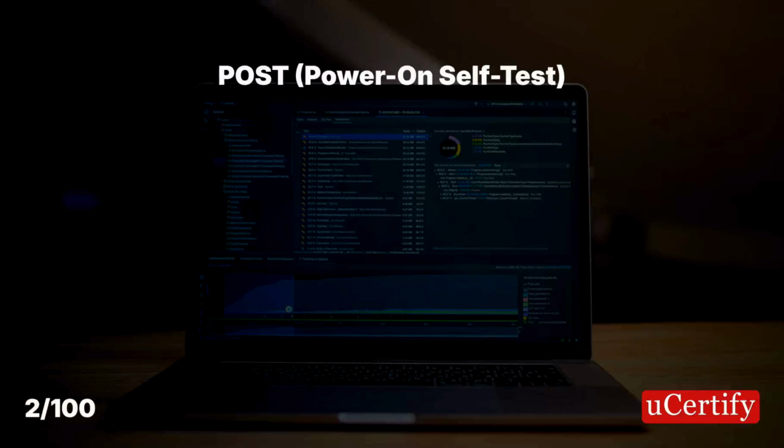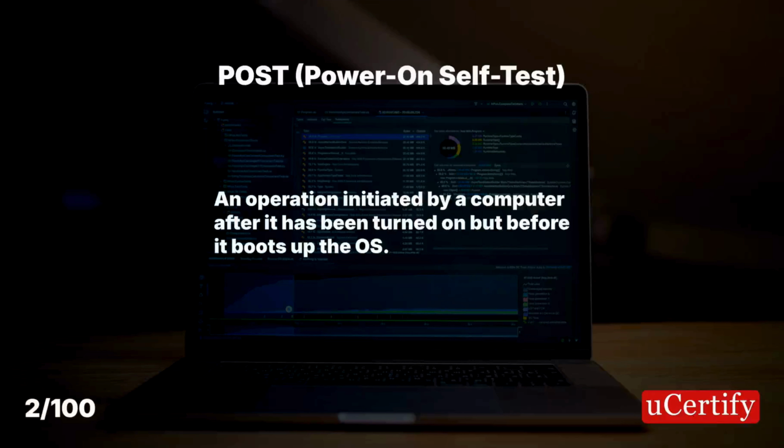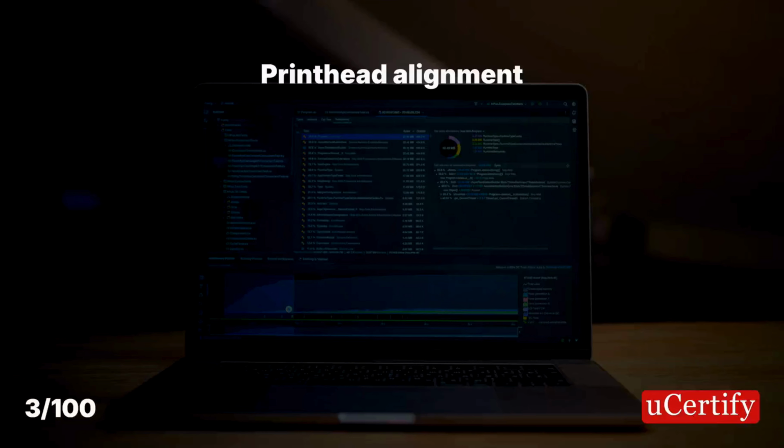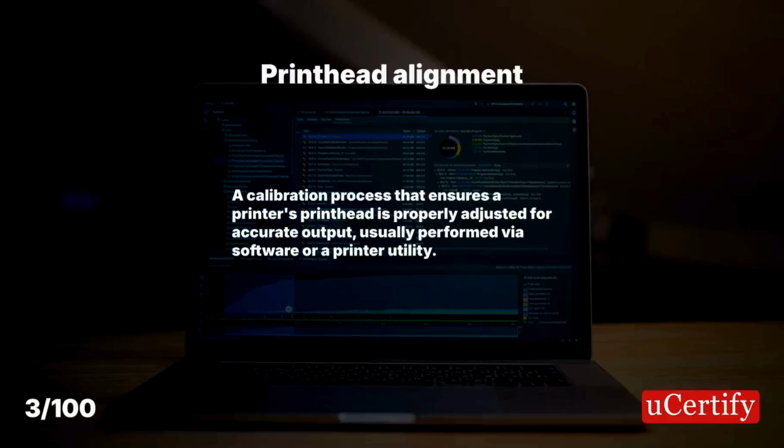Term: POST, Power-On Self-Test. Definition: An operation initiated by a computer after it has been turned on, but before it boots up the OS. Term: Printhead alignment. Definition: A calibration process that ensures a printer's printhead is properly adjusted for accurate output, usually performed via software or a printer utility.